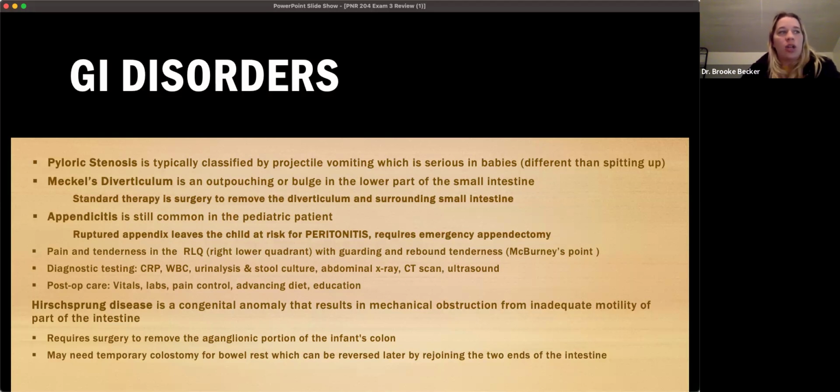Hirschsprung's disease, this is a congenital anomaly that results in an obstruction in the motility of the intestines, okay? So what they do is they remove that large aganglionic portion, which means that they don't have those ganglion nerves in that portion of the colon. They remove that part, and then lots of times they have to have a colostomy bag for a period of time, and then they reattach the healthy tissue. Okay.